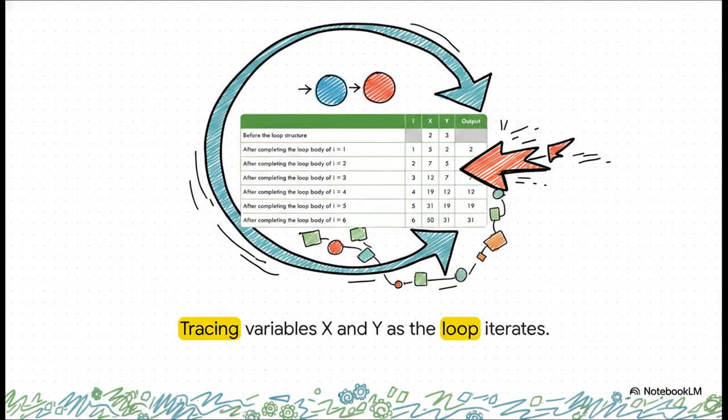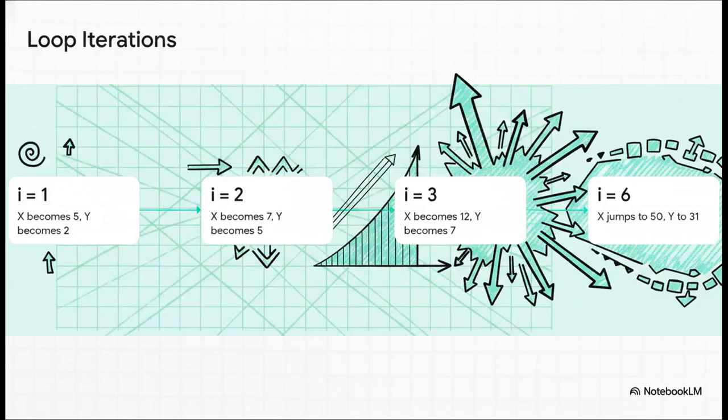Now, what's really interesting here is how this reveals the hidden, real-time movement of our variables as a loop repeats itself. Look closely at the columns. We've got I for our loop iteration alongside X, Y, and our final output. Before the loop even starts, X sits at 2 and Y is at 3. But the very moment the loop body executes, when I equals 1, boom, everything shifts. X jumps up to 5, and Y becomes 2. Let's watch this matrix unfold.